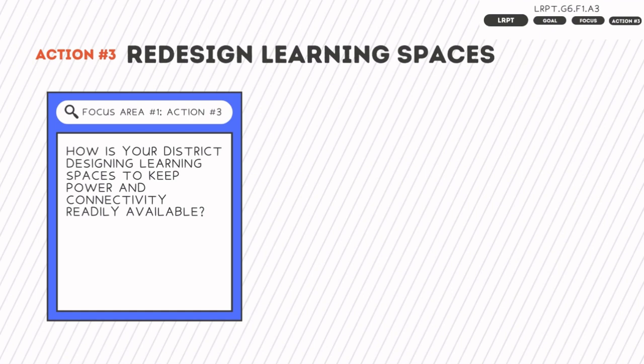Action number 3 for the focus of technology support is to redesign the learning spaces. How is your district designing learning spaces to keep power and connectivity readily available? If your school is currently one-to-one, or if you allow students to bring their own devices for learning, then power outlets should be easily accessible for students to charge their devices. Ideally, students should be able to learn and recharge from anywhere in the room.